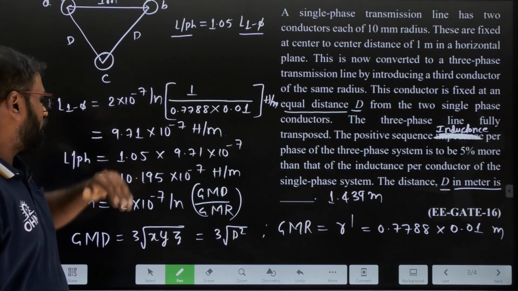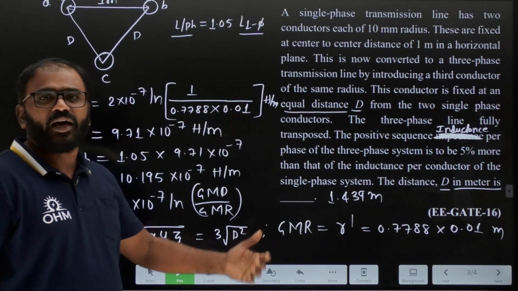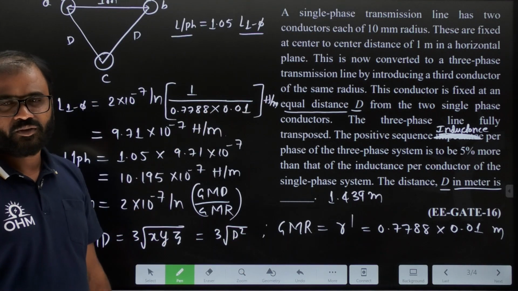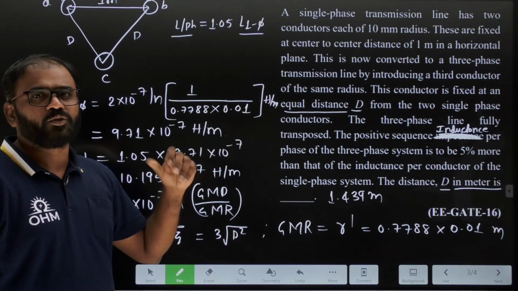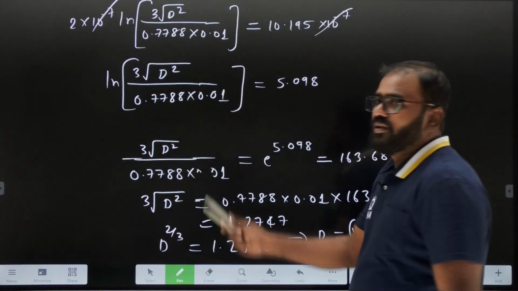Now the inductance per phase formula in terms of d is what? 2 into 10 power minus 7 ln of cube root of d square by r dash. The r dash value is known, the only unknown is what? d. That we calculate using another simple steps.